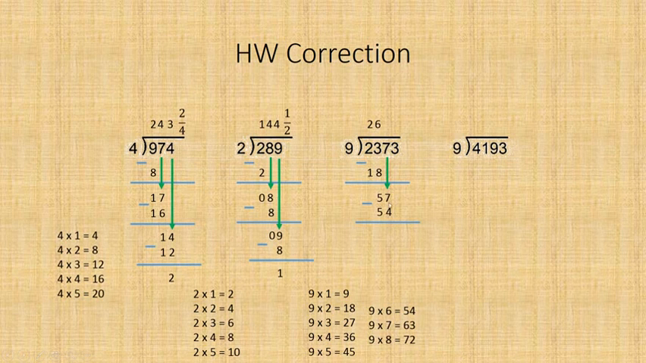57 minus 54 is going to be equal to 3, and then bring down the next digit, which is 3, and start to divide again. 33, I'm searching in the times table here. It's between 27 and 36. So put the 27 here and put the 3 up there and subtract. 33 minus 27 is going to be equal to 6.